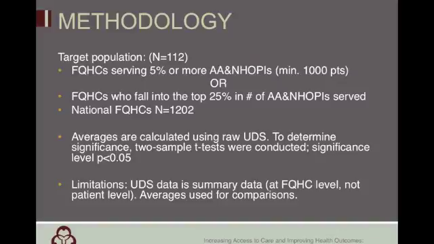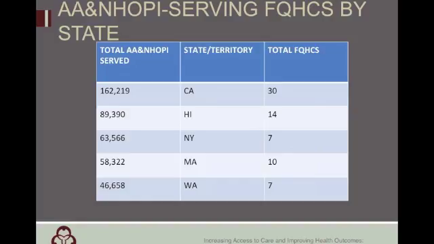Our target population, and what we mean when we say ANHOPI serving FQHCs, are those that serve 5% or more ANHOPIs, equaling a minimum of 1,000 patients. We chose the 5% threshold since ANHOPIs represented about 4.8% of the population based on last census data count, and also about 4.9% based on last UDS data count.